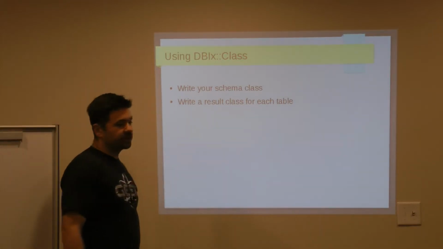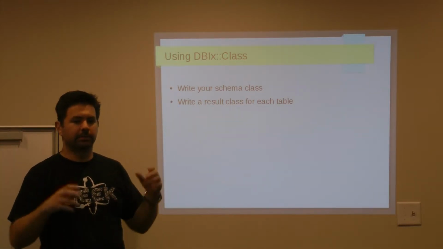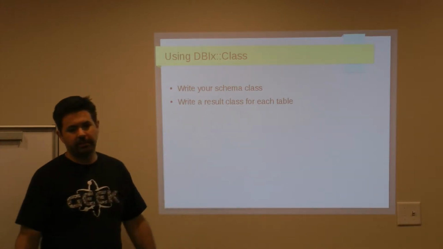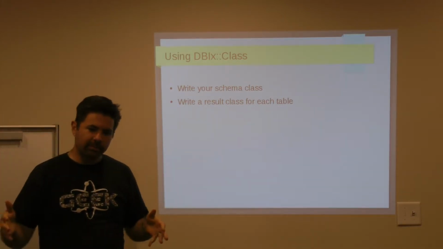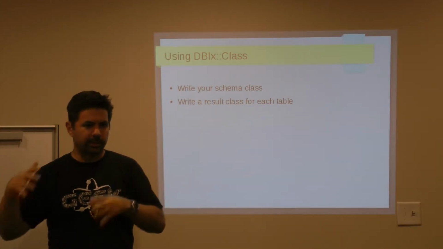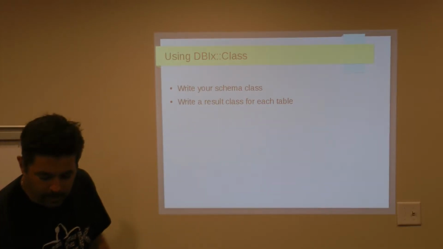Okay, so using DBIx class. Well, first you write your schema class that says, this is my schema, this is what it's called, these are some of the options we want to define for it. And then you write a result class for each table, and that says, these are the columns that are in the table, these are the relationships between this table and the other table, and this is how I want to refer to them, that sort of thing.